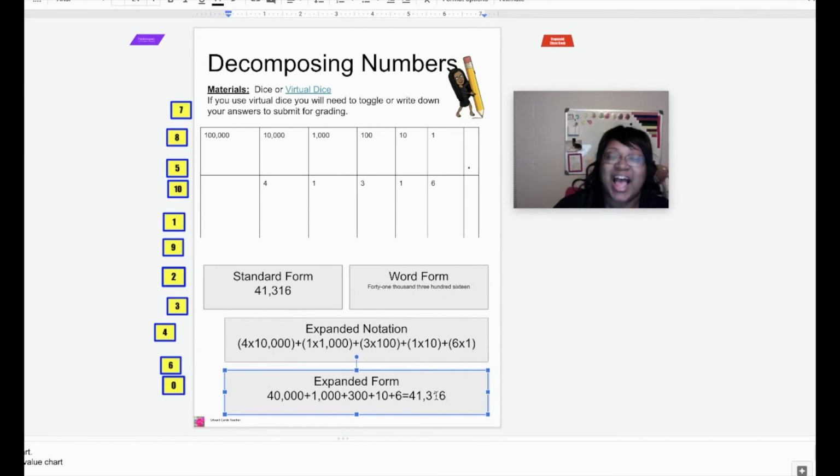All right, I want you to compose and decompose numbers. So roll the dice again, put another number in there. You can erase all of this and use the drag and drop. All right, have fun.